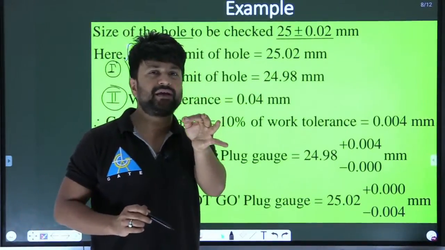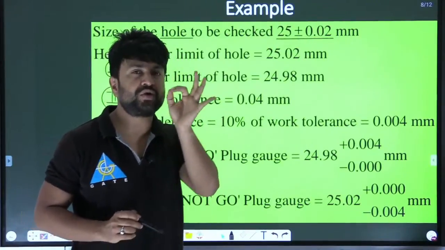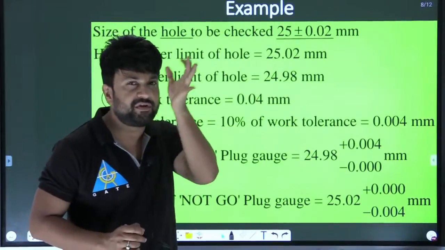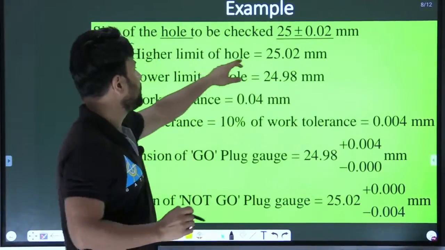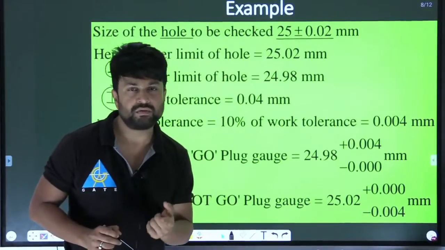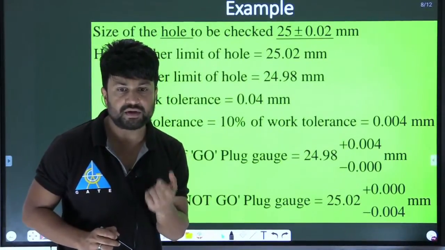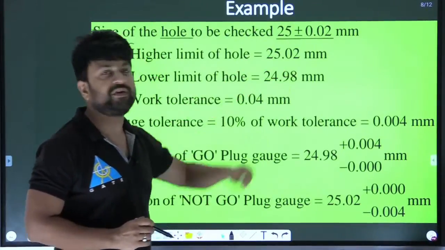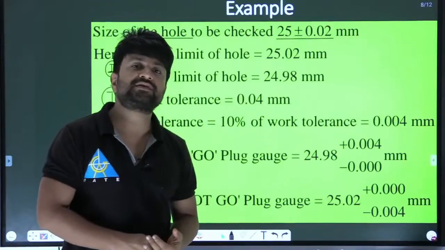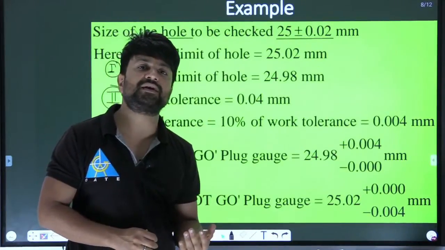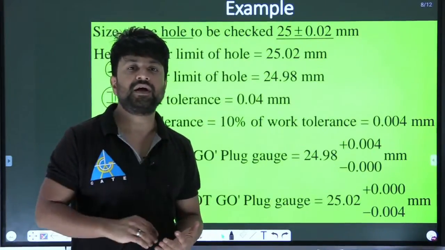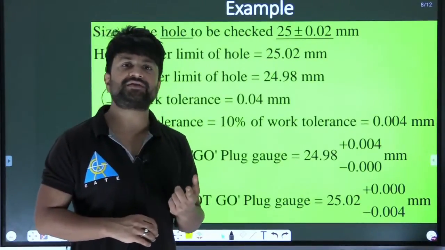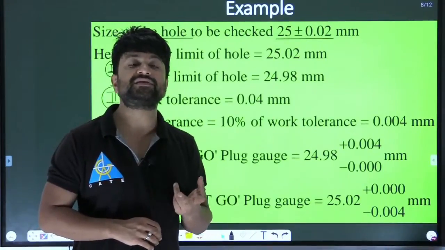Now you have to design the not go end of the plug gauge. The not go should cover the minimum material of the product. Where will the minimum material be in the product? In 25.02, right? Am I clear or not? So, my dear, the basic size of the not go is 25.02. But the question is, sir, you have decided the size on paper, but when I produce practically, there will be some variation, and that variation basically means tolerance.